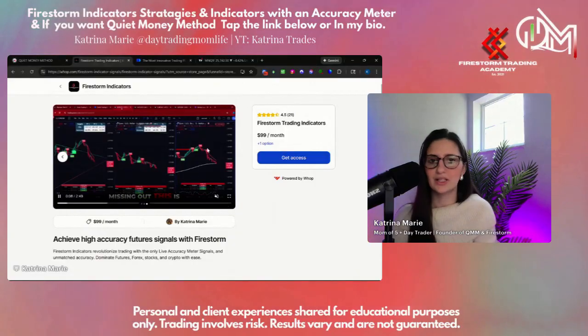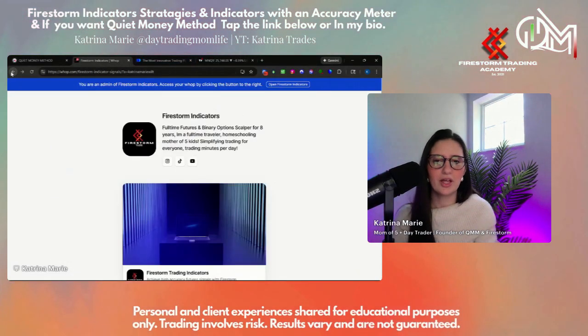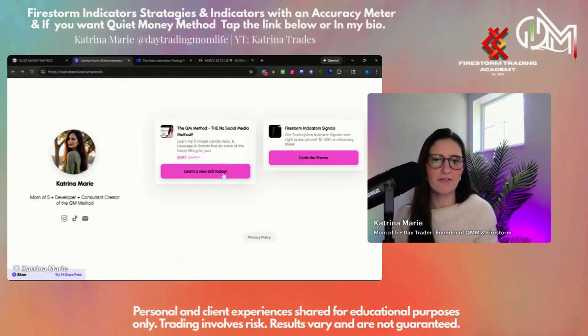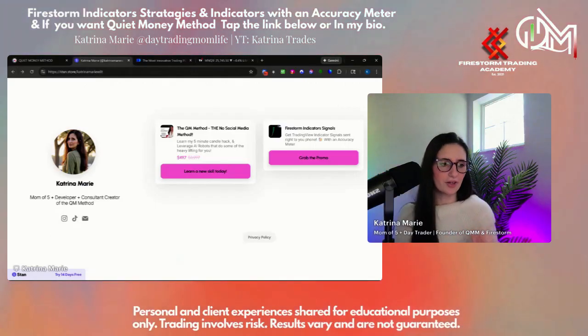Basically, they are just signals that could be sent to your phone directly. Do you need them? You don't need them, but they are nice to have. The quiet money method will have its own indicator this week. It won't have as many indicators as the Firestorm indicators have, because the Firestorm indicators has like an entire system.